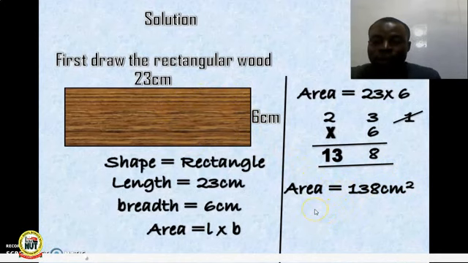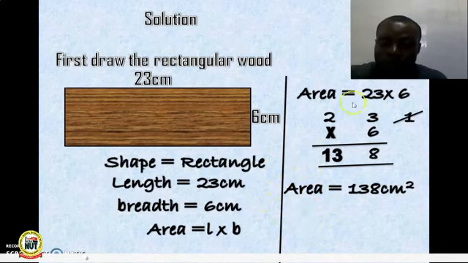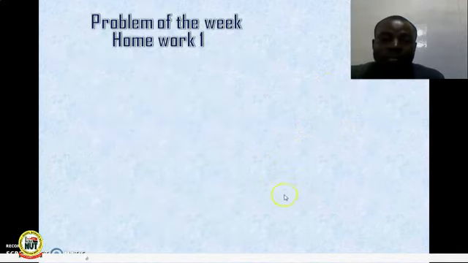So with this, we have come to the end of the examples. At least we have seen about 5 different examples on how to find the area of either a square or a rectangle. So with these few examples, I'm sure that wherever you come across area of either rectangle or square, you will not have issue with the solution. So quickly, let's look at our homework.